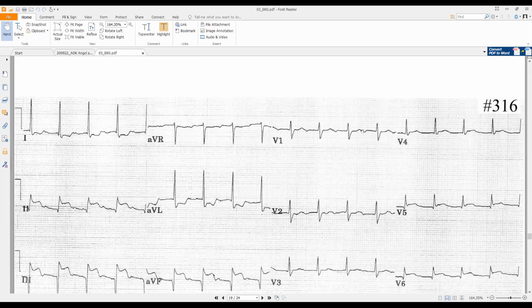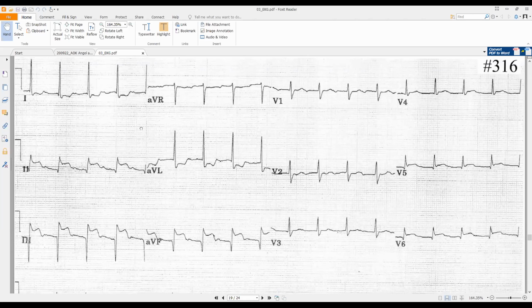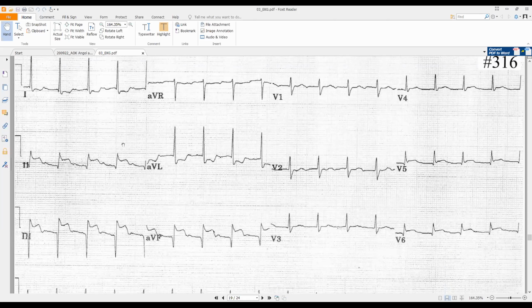The P wave itself is weird. I'm not sure if this is a left atrial hypertrophy. I don't think so. What's then P mitrale? I don't think that we have any kind of P mitrale, but it looks strange. The PR interval is very long. But there's a lot going on in the QRS.